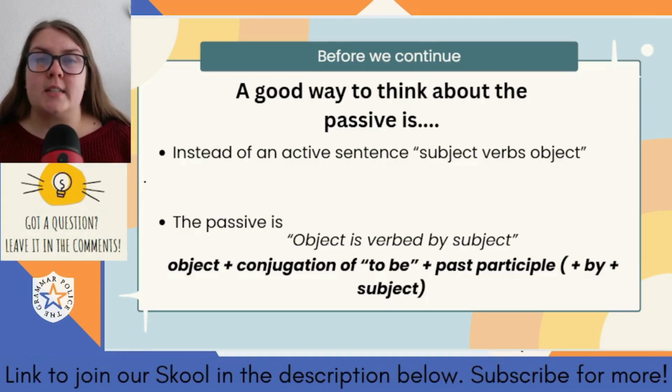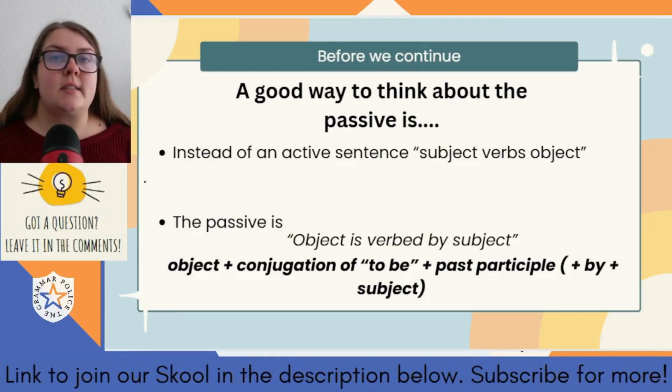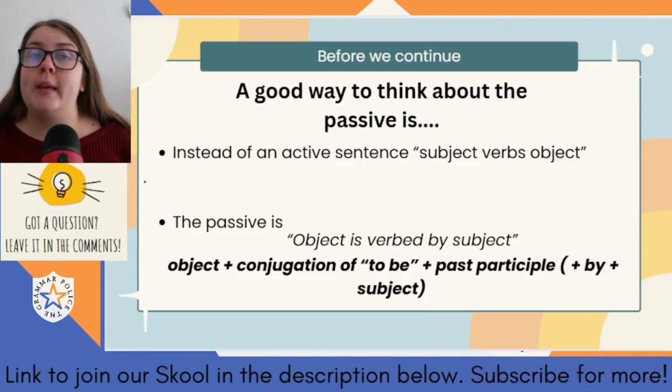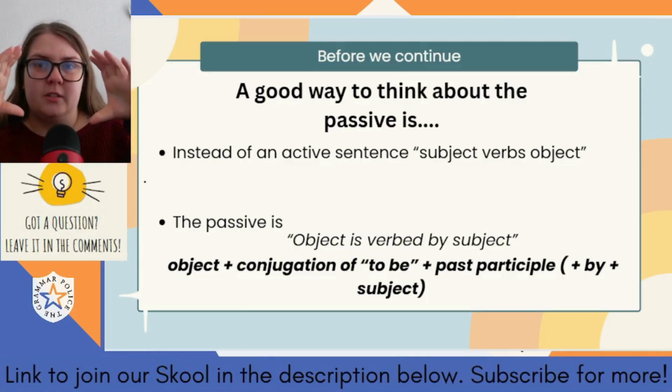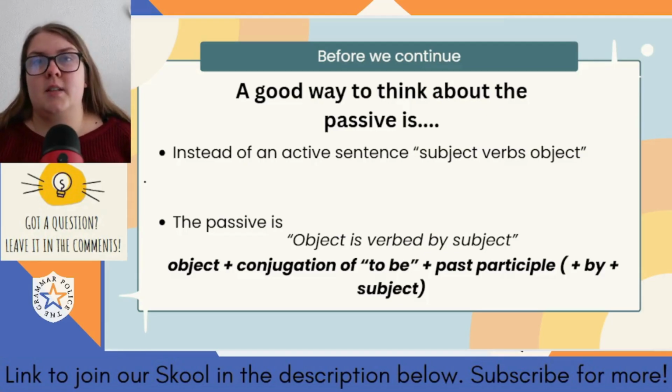So the form of the passive voice you can see at the bottom of this slide. The object is what starts the sentence. Then we have a conjugation of to be. It could be is, are, am, was, were, will be, is being. Then we have a past participle. And then in brackets here we have a little optional section, by the subject, because sometimes you don't know the subject.